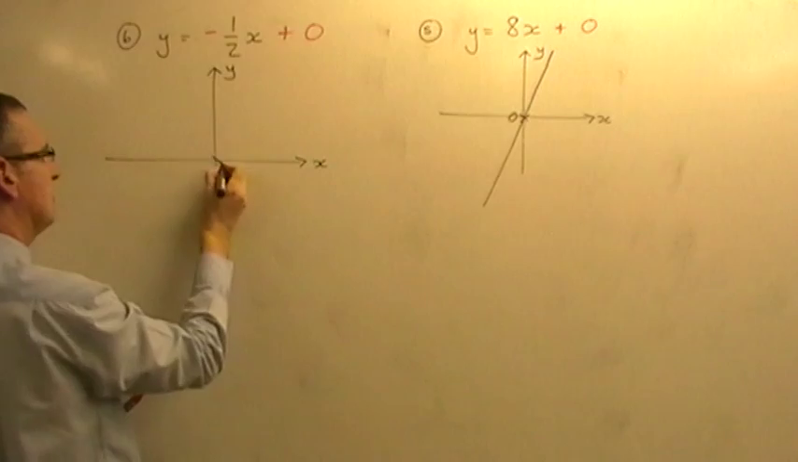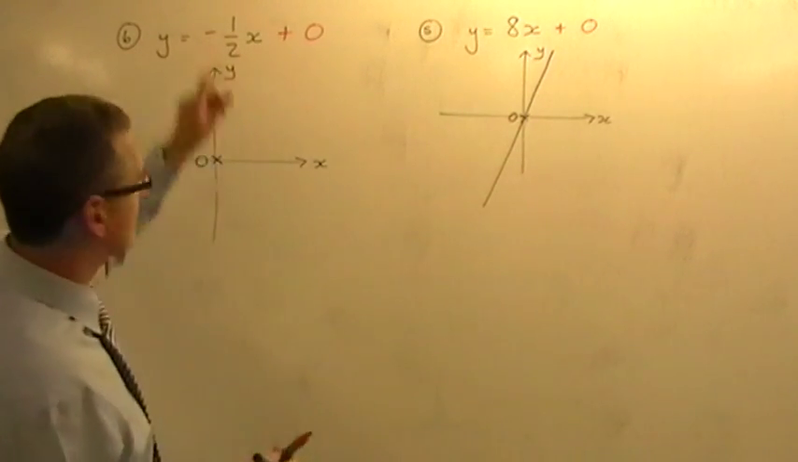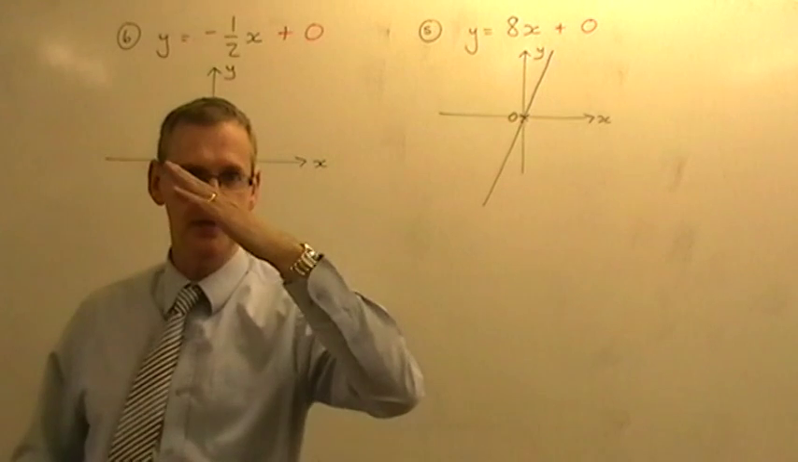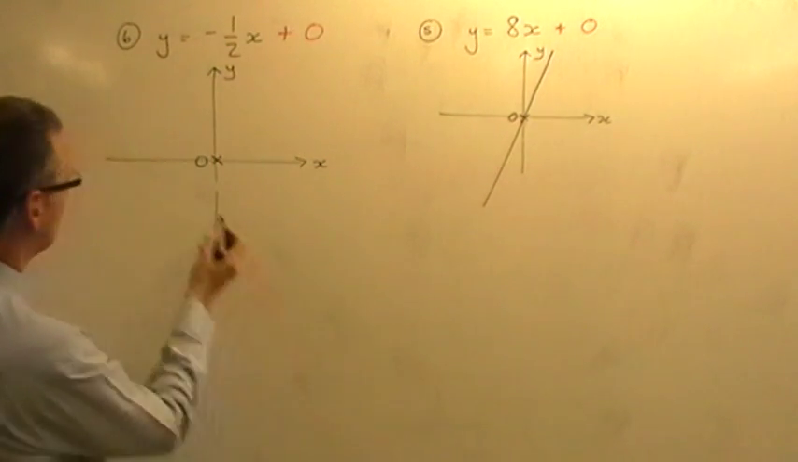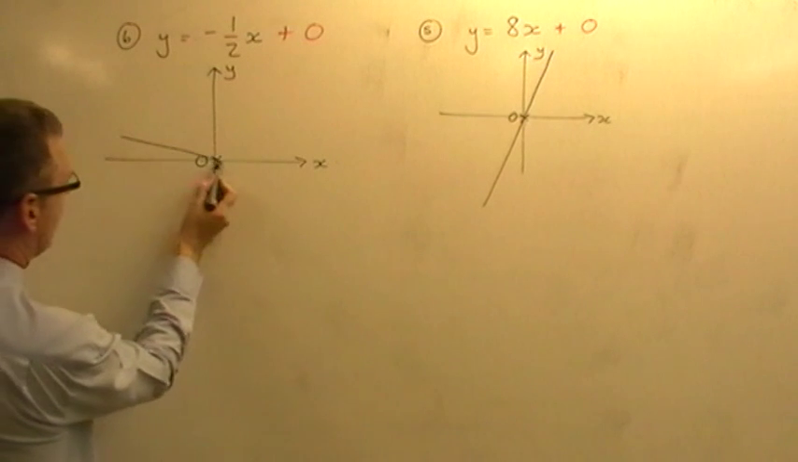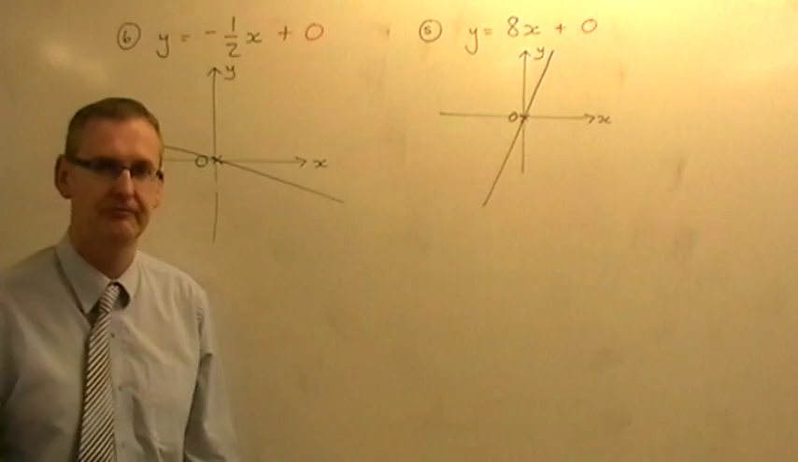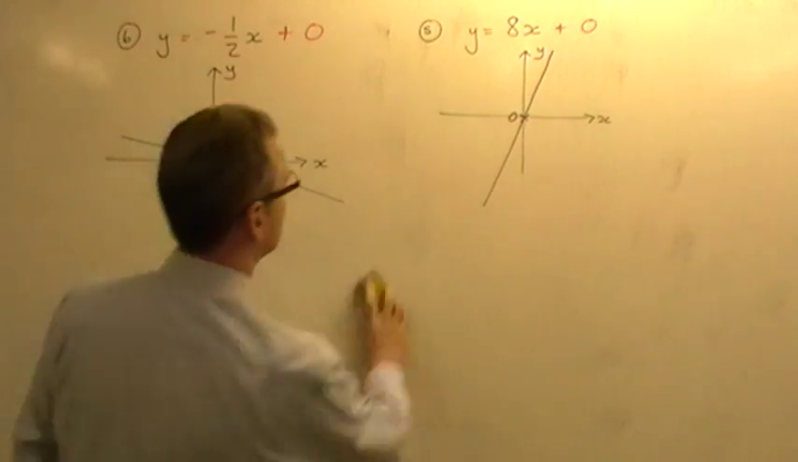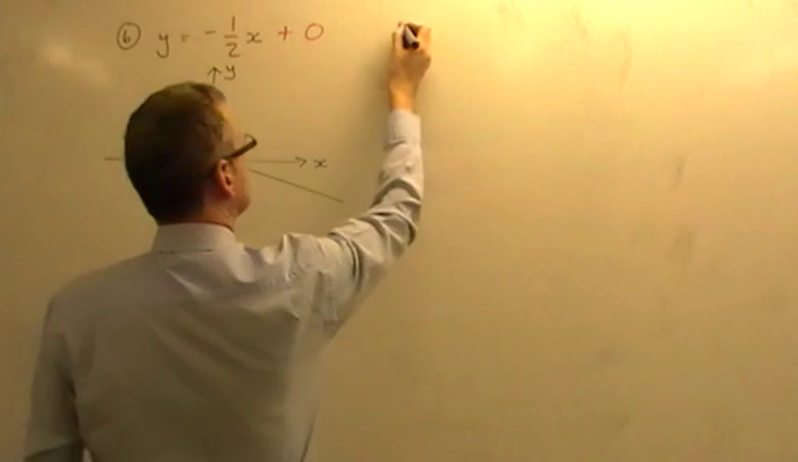Plus 0 on the end, it crosses at 0 on the y-axis, which is there. It's got a negative slope, so it's going to be going that way. And a half value means it's quite shallow. So something looking like that is the sort of picture I would draw for y equals minus a half x. Okay, next one. Get rid of number 5 there. So I'll do number 7 here.